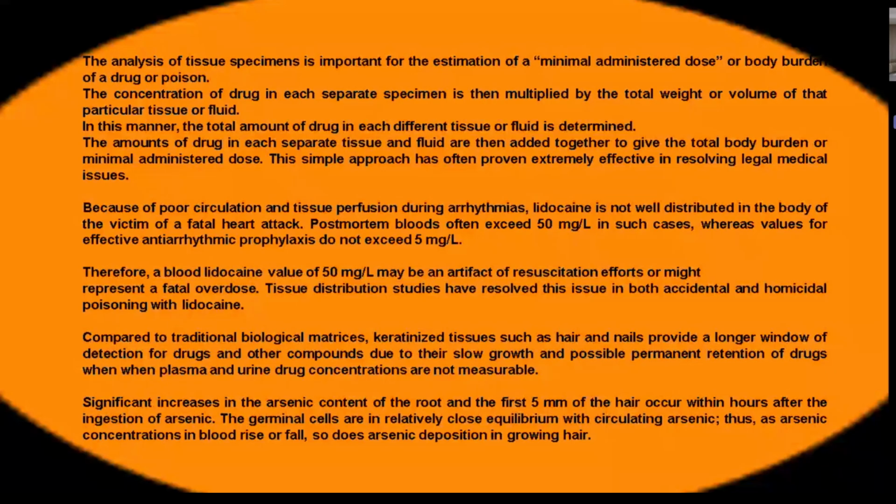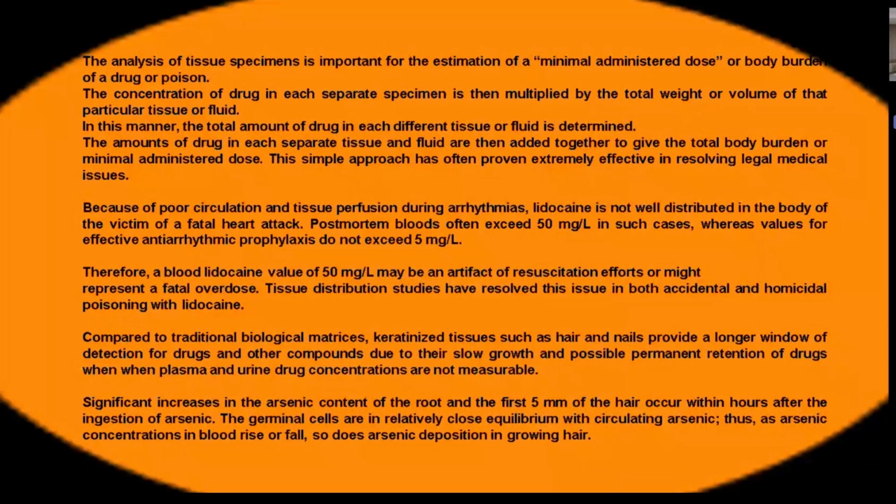Also, if you see our non-vascular tissues like hair and nail, they have a longer window of detection, because they do not have very good blood circulation. So these toxins are not passing away very fast. Whatever is deposited in our hair or nail has permanent or long-term retention, even when we are not able to detect the drugs in plasma and urine because they have passed away. But in hair or nail, it is deposited as such, and we can detect it after a very long period of time also.